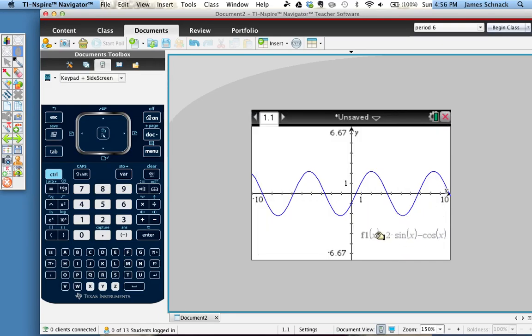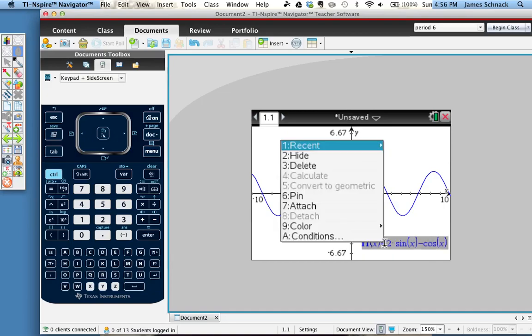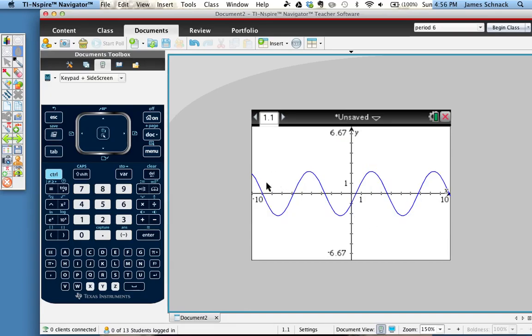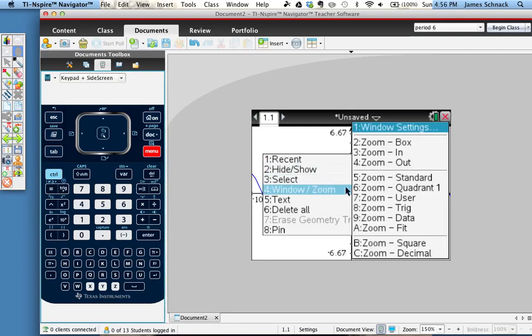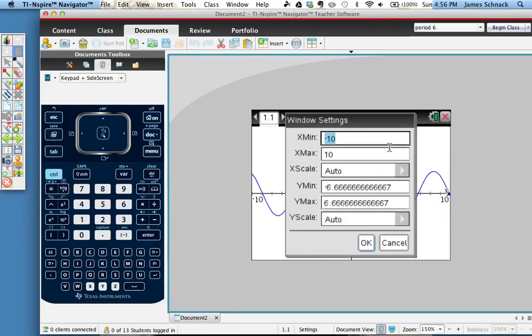Now, move that out of the way, grab it, or I could Control-click over it, and I can hide the label. Now I want to readjust my window. I don't care about all of this. I want to get the part that I really care about. So I'm going to press Control Menu, and we're going to go to Window Zoom. We're going to go to Window Settings.